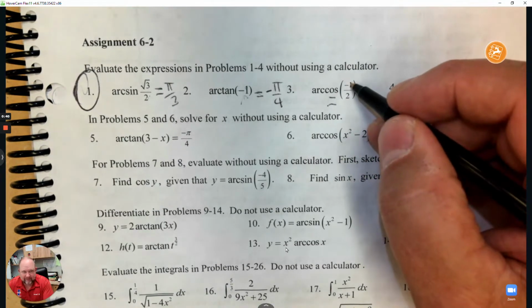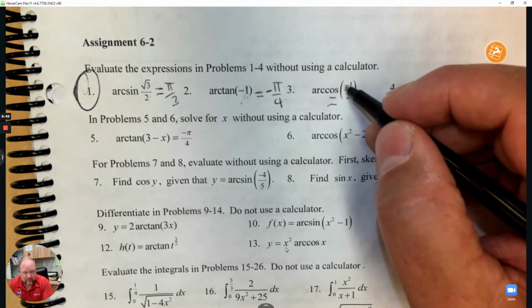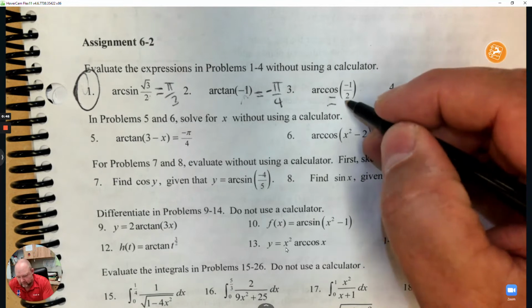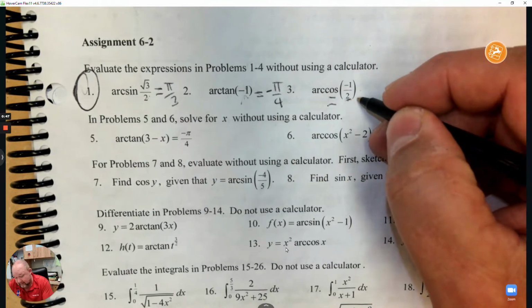Cosine is the x-coordinate. This is going to be in quadrant number 2. And you look, what angle is that true for? And that answer is 2 pi over 3.